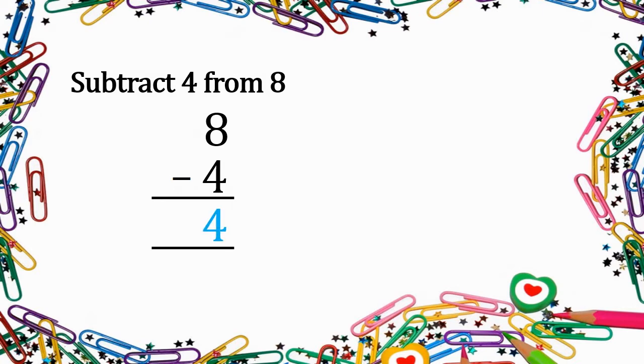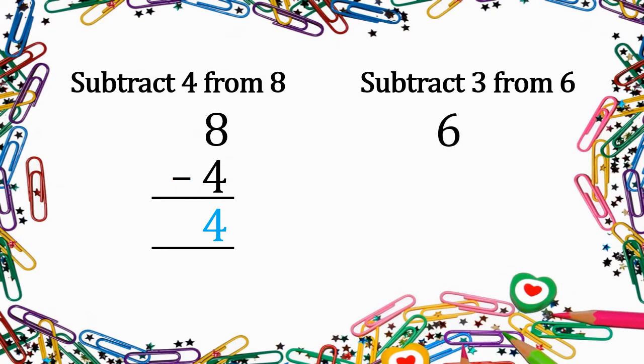Let's try another example. Subtract 3 from 6. 6 is a bigger number, so we will write 6 on top and 3 below. Now put the minus sign to show it's a subtraction. 6 minus 3 is equal to 3.